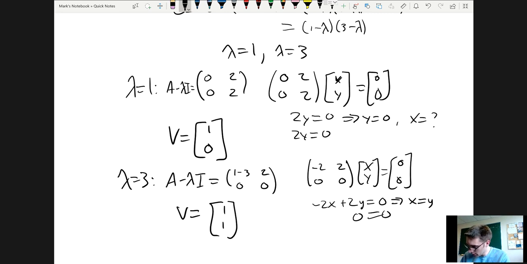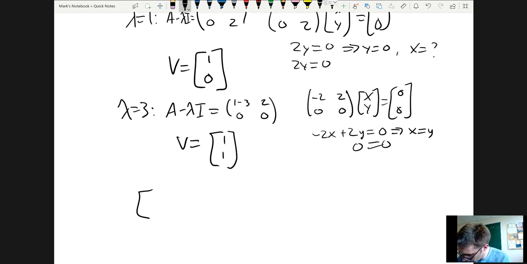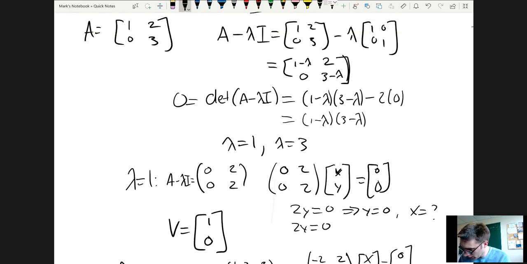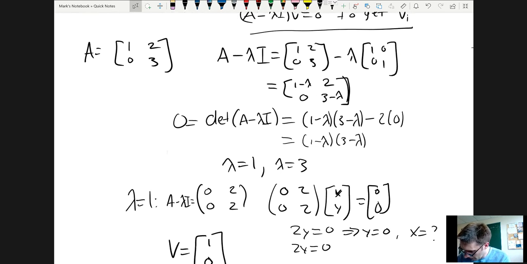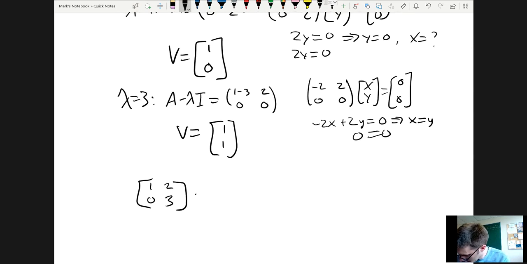And what that means is our original matrix, which we wrote as [1, 2; 0, 3], if I'm recalling correctly, can be written as P D P inverse, where P is the matrix of eigenvectors. And so I'll put [1, 1; 0, 1]. Those are my two eigenvectors. Each one gets their own column.